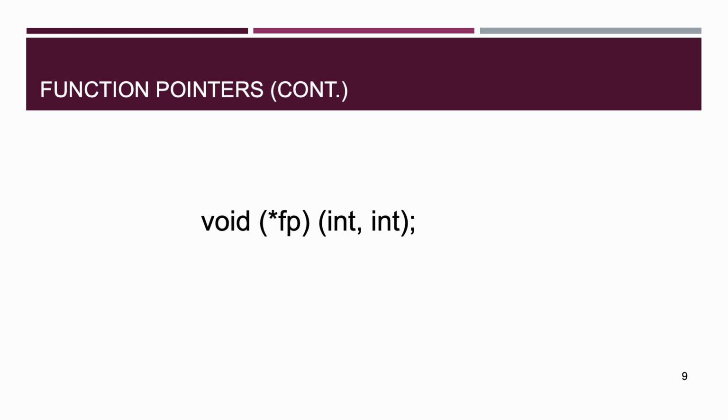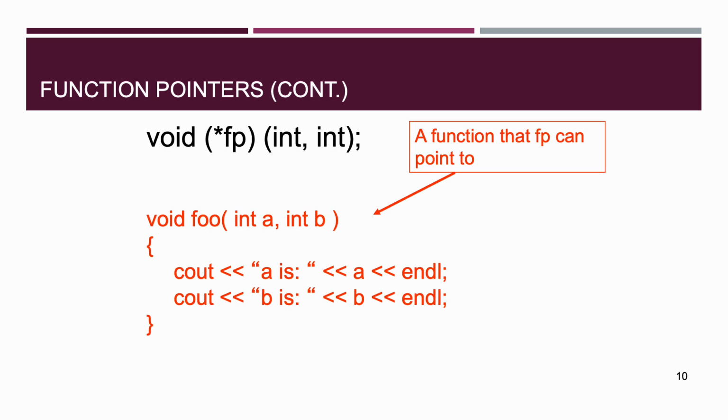Now here's the breakdown. Void specifies that the function returns no value, and function pointer is the pointer itself, with function pointer as the pointer's name. Integer and integer indicates that the function it points to should take two integer parameters. So here we have declared void fp int, a function pointer that points to functions with a void return type and two integer parameters.